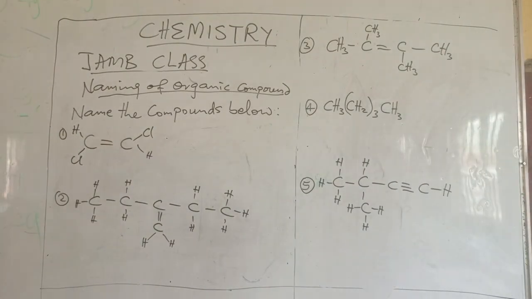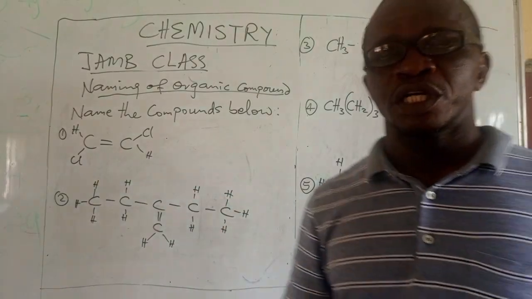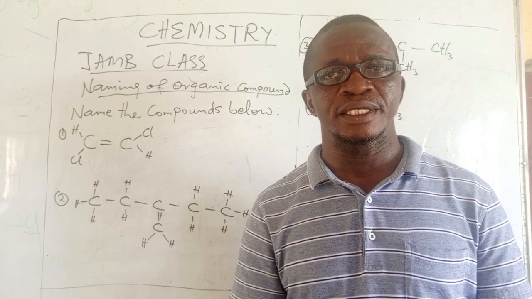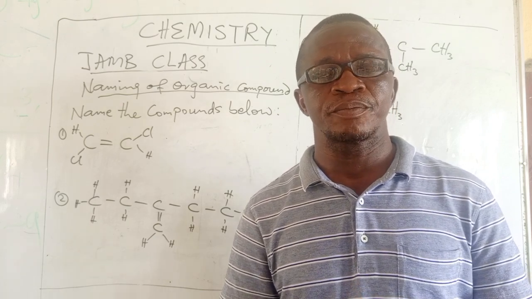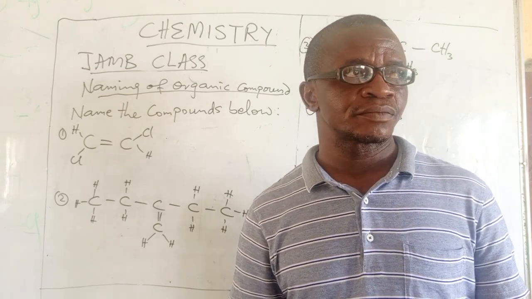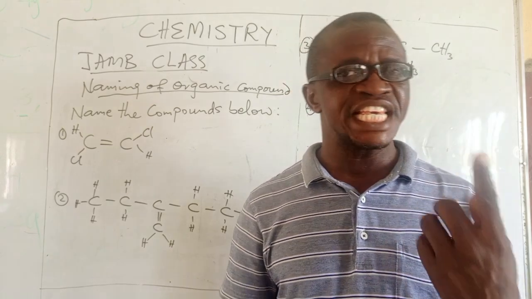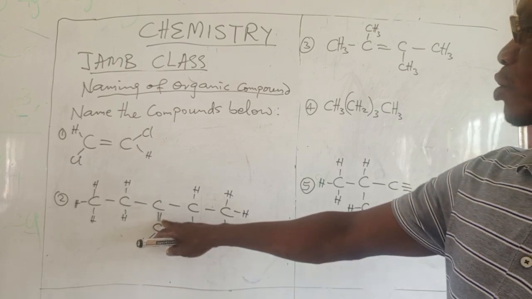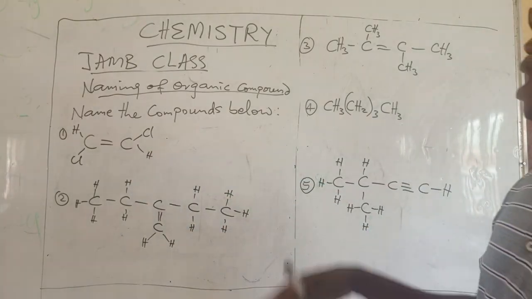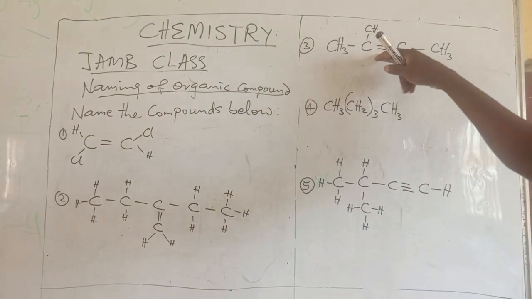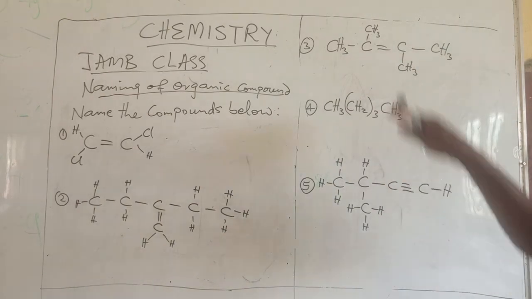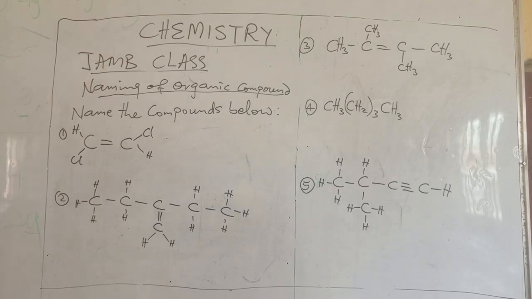The first one, how do you name that first compound? When you see a double bond in a compound, that double bond is telling you that the compound is from alkene. So the name will end with what? ENE. When you check, there is no double bond here. Here you also have a double bond. So this and this and this are all what? Alkene compounds. So their name should end with what? ENE, E-N-E.